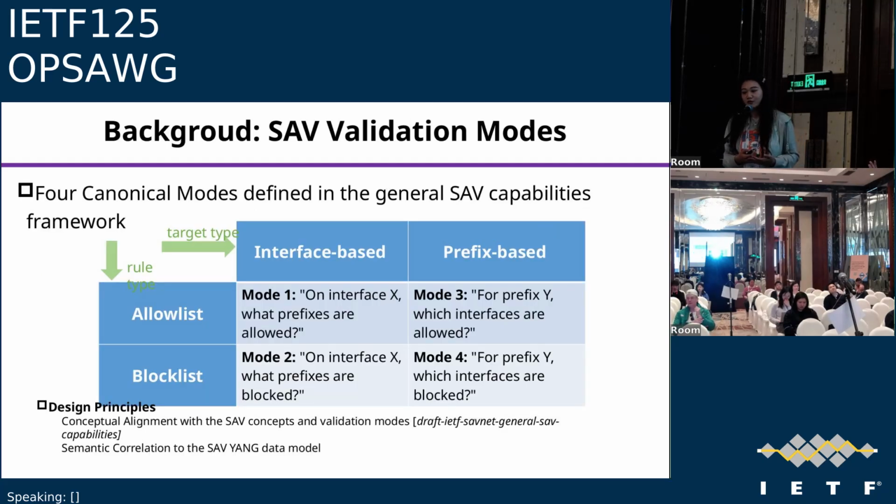Before we dive into any solutions, let's go through some background of SAV. SAV is a simple check in the network routers. The routers basically check the incoming packet's source prefix or the interface, or vice versa, according to an allow list or a block list. And that basically forms 4 canonical modes in the general SAV capability framework. Each mode can be represented by a different type of SAV table.